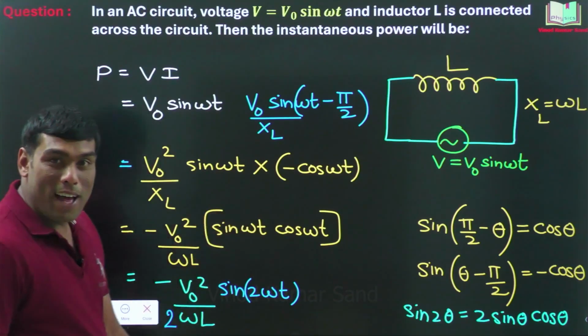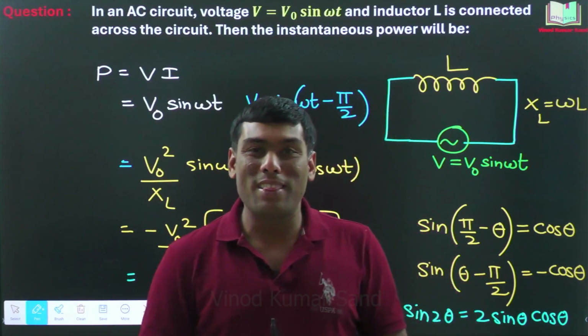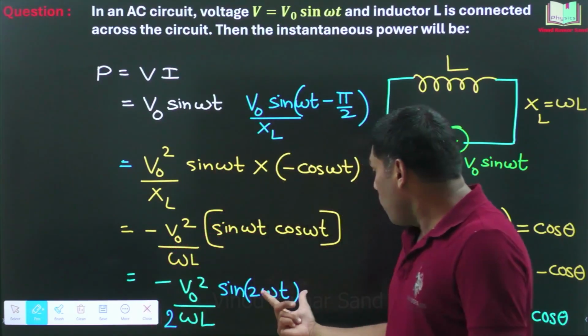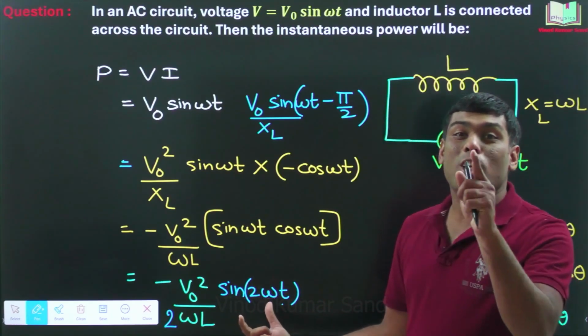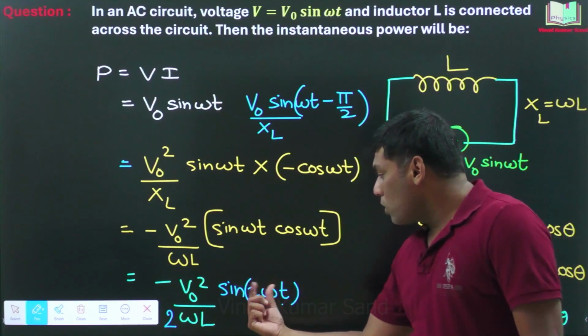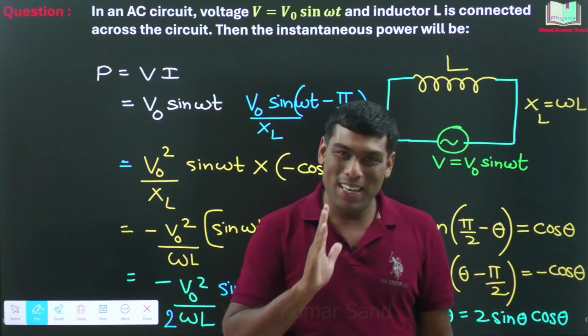That's the final answer. And if someone asks us what is the power in the complete cycle, then for a complete cycle, the average value of the sine function is 0. So this value will become 0, and then the average power will be 0.